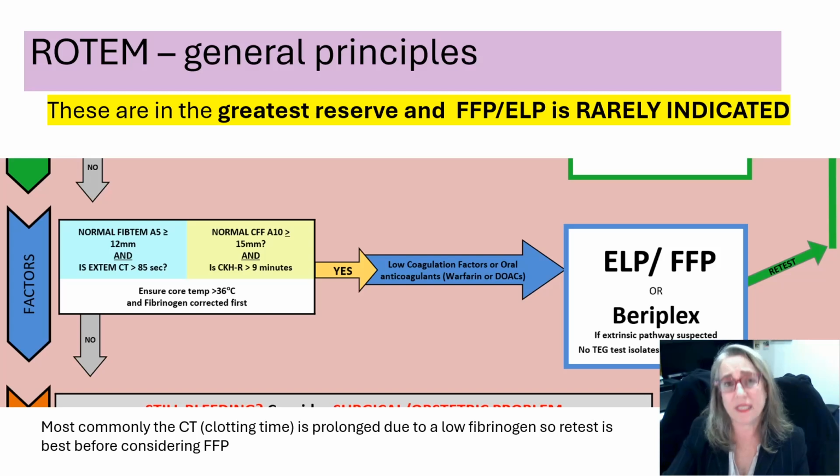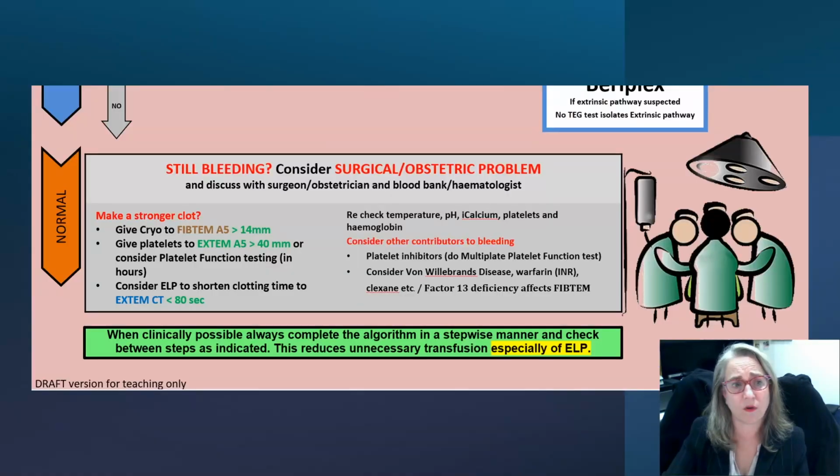But most commonly the clotting time is prolonged due to low fibrinogen, and when you retest it, in fact, the clotting times are normal. And commonly, in fact, usually we don't need to give extended life plasma or any kind of PCC, such as Beriplex, if you can wait and check all of these things.